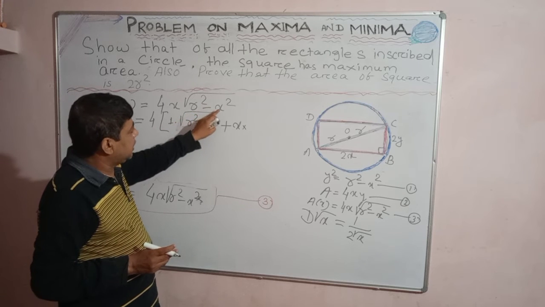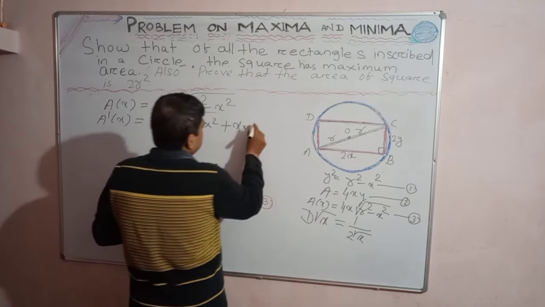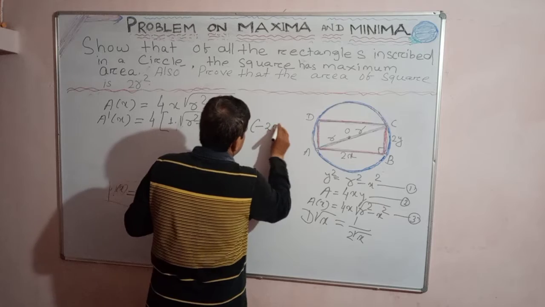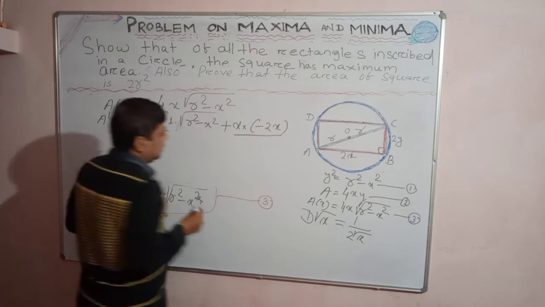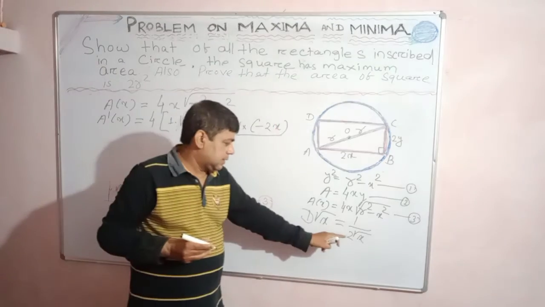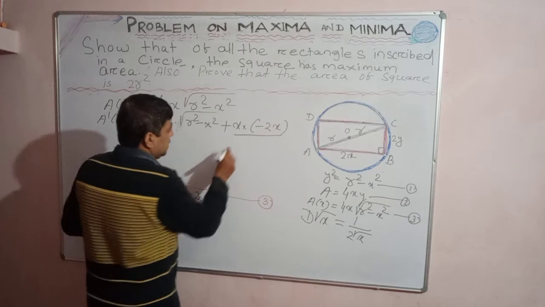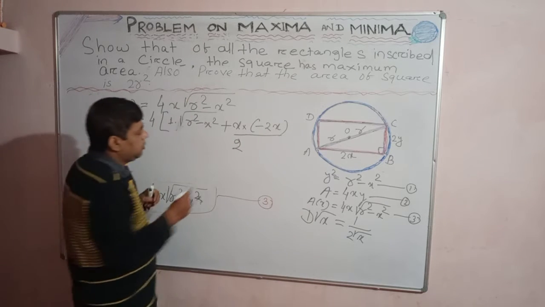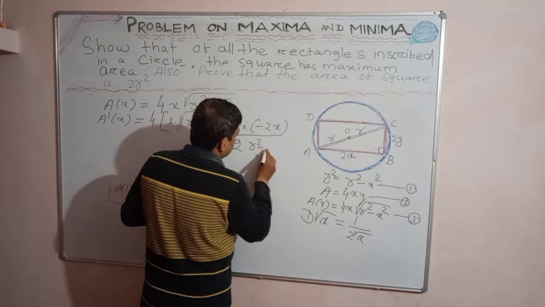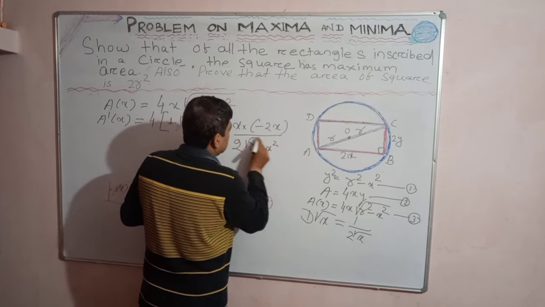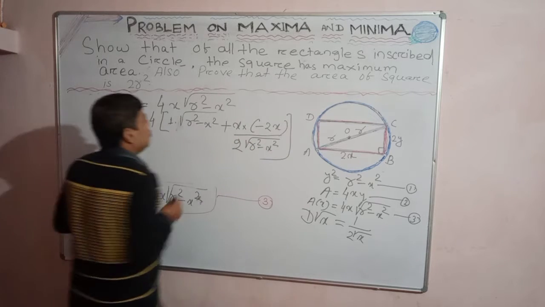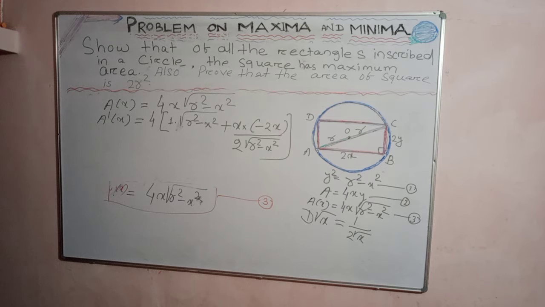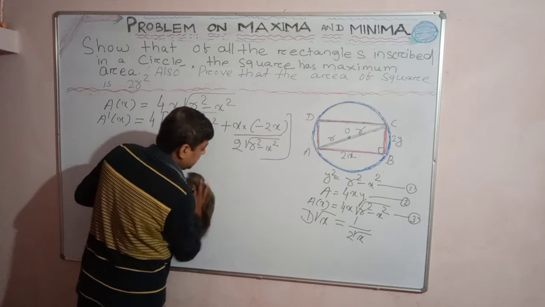And the derivative of minus x square will be minus 2x, whole divided by 2 into root x, where root x here means the square root of r square minus x square. This is what we got, the derivative of the function A(x). It's clear. Now let us simplify this one.